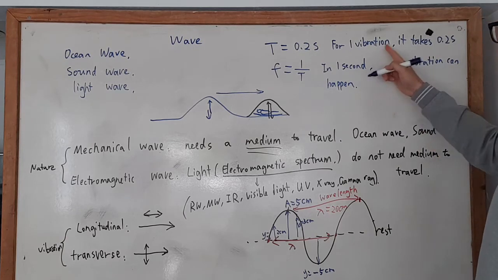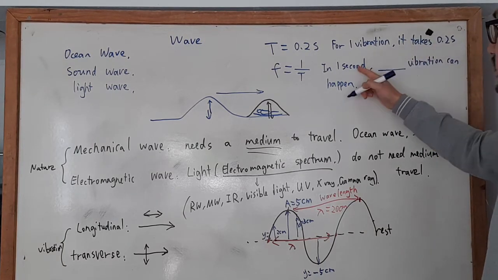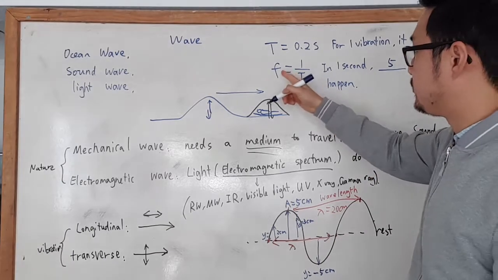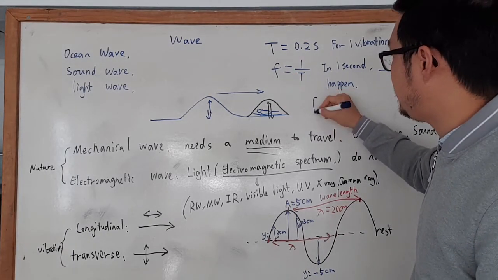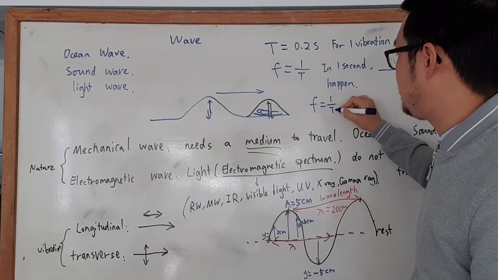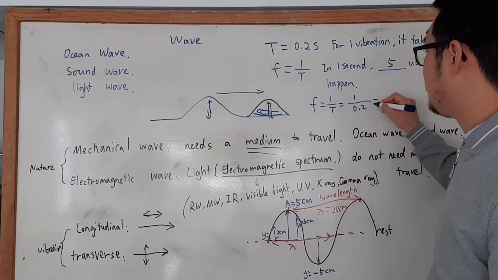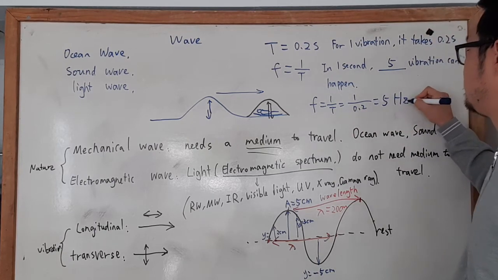Okay, one vibration takes 0.2 seconds. In 1 second, we can have 5 vibrations. So how we do this is we can put it into the formula here: f equals 1 over T. 1 divided by 0.2 gives me 5 hertz.